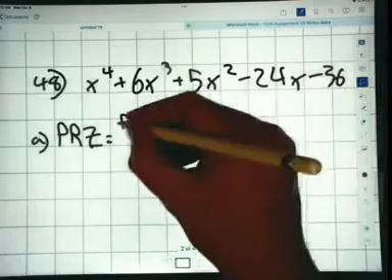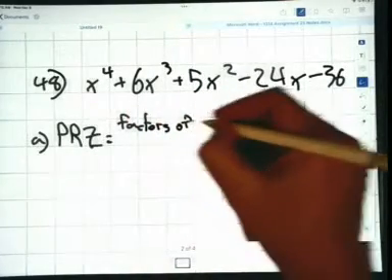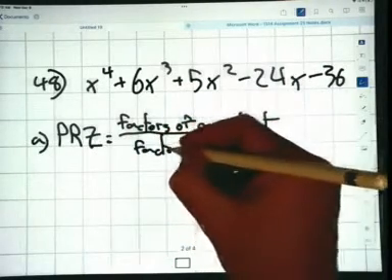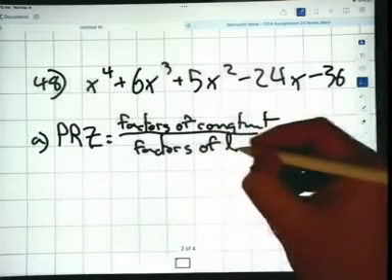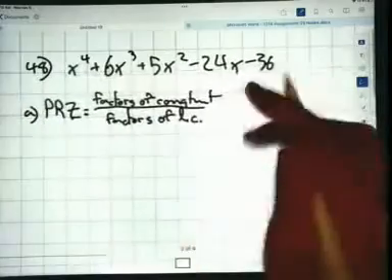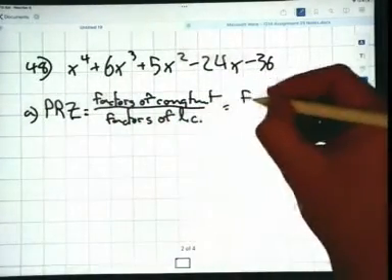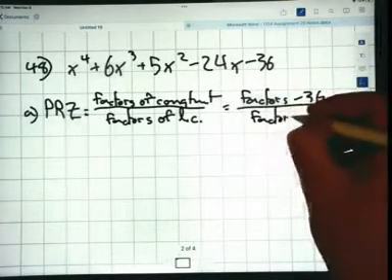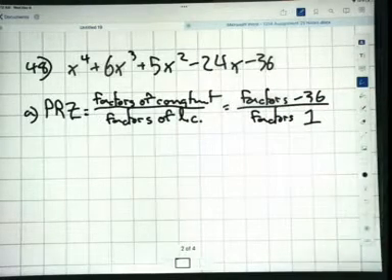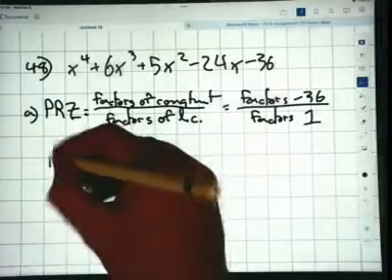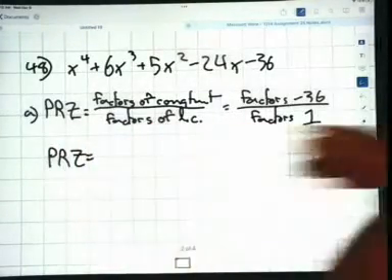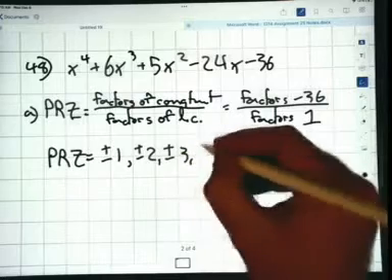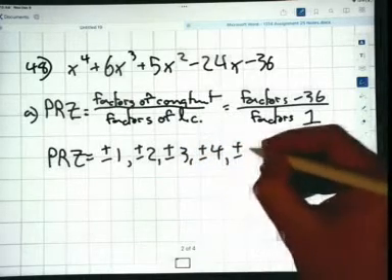So recall that to find the possible rational zeros, we look at the factors of the constant divided by the factors of the leading coefficient. So in this particular case, that's going to be the factors of negative 36 over the factors of 1. And I like it when I'm just dealing with the factors of 1 because then I can say that those possible rational zeros are factors of 36. I got plus or minus 1, plus or minus 2, plus or minus 3, plus or minus 4, plus or minus 6.